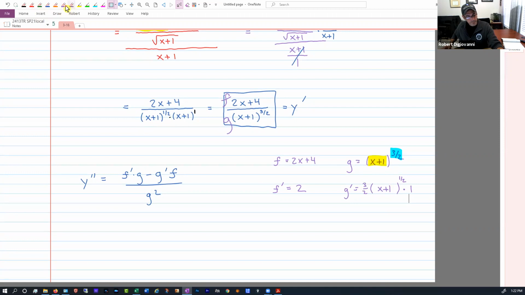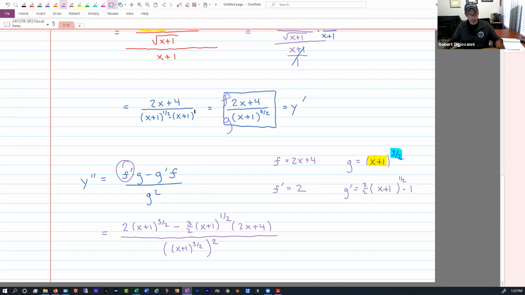Okay, so there they are. Now we can plug them in. So f prime is 2 times g, g is x plus 1 to the 3 halves, minus g prime, which we just said is 3 halves x plus 1 to the 1/2. That was this. And then times f, so in parentheses 2x plus 4. And then the whole thing divided by g, which is x plus 1 to the 3 halves, but all of that squared. Now, I'm not going to simplify that, okay? I'm just going to leave it like that.